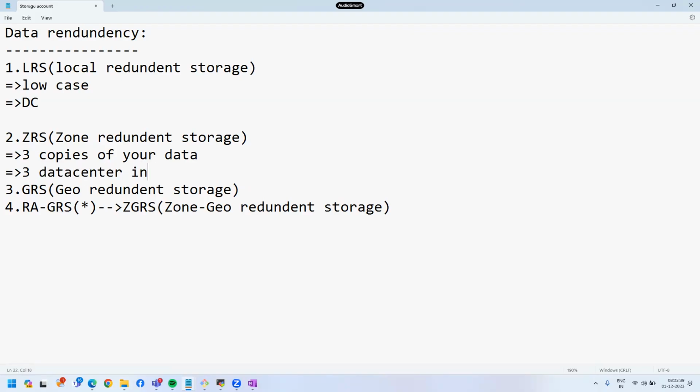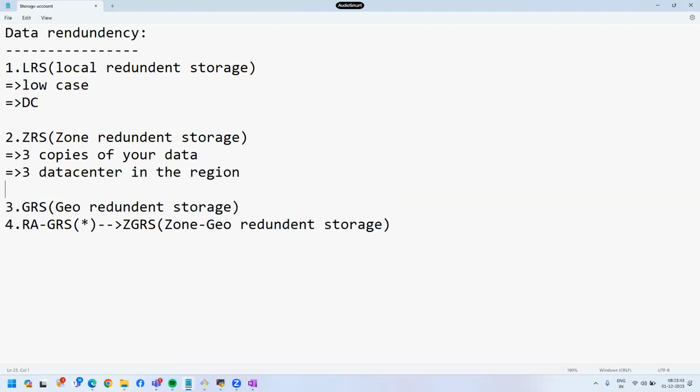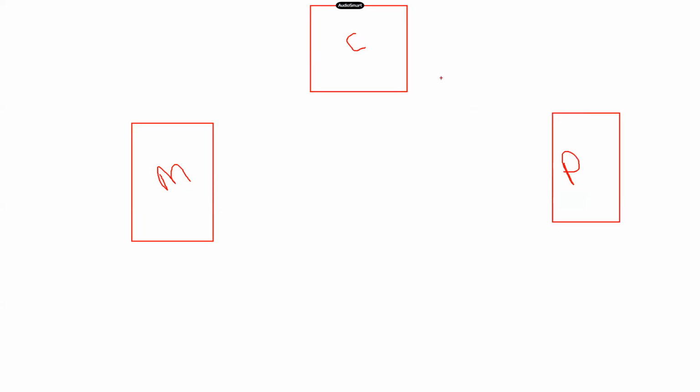Three data centers in the region. You know, right? In India, we have three data centers. Am I right? Chennai, Mumbai, Pune. Got it?